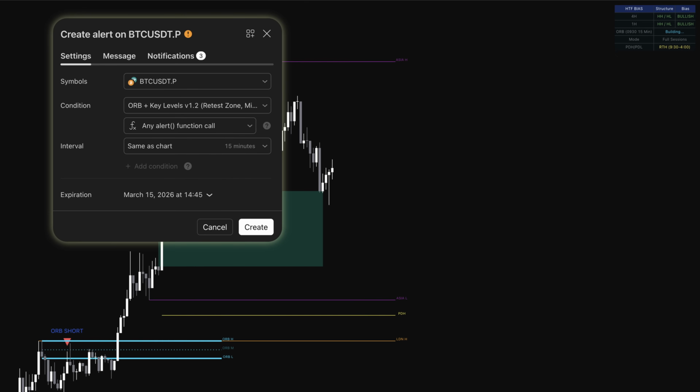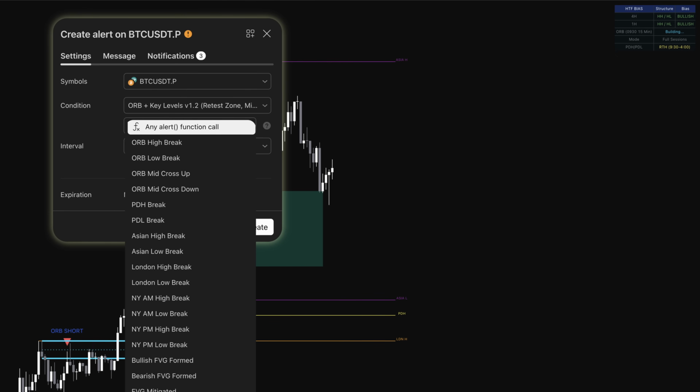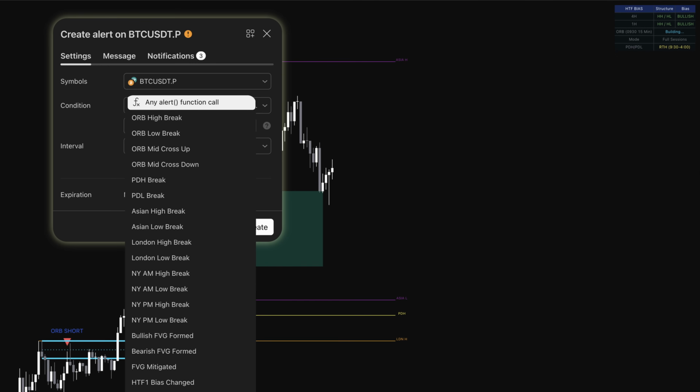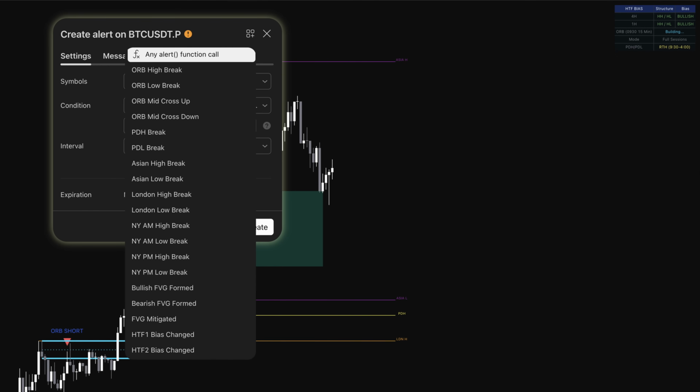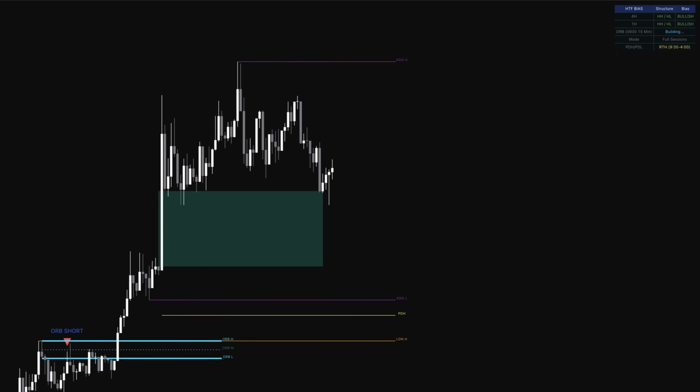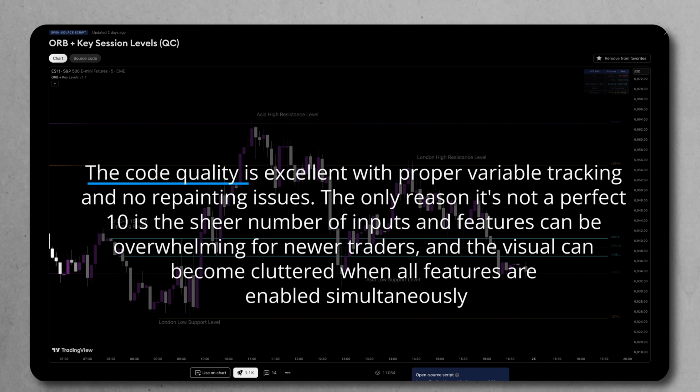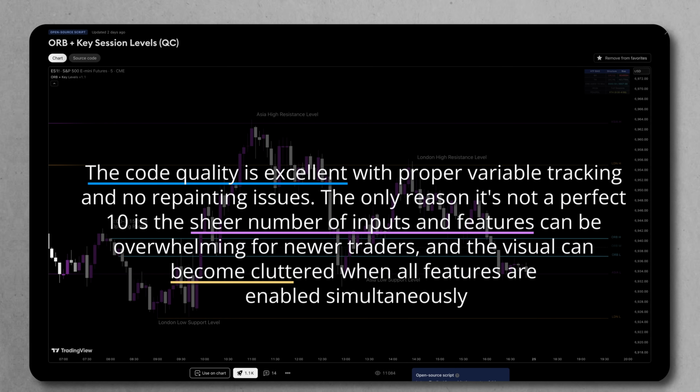The extensive alert system fires for every level break, FVG formation, and HTF bias change, making it suitable for semi-automated trading through webhook integration. The code quality is excellent with proper variable tracking and no repainting issues. The only reason it's not a perfect 10 is the sheer number of inputs and features can be overwhelming for newer traders, and the visual can become cluttered when all features are enabled simultaneously.